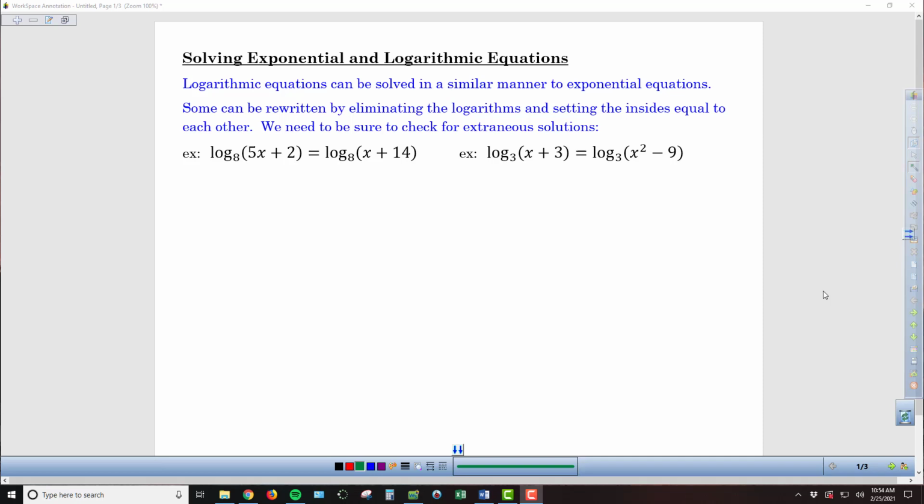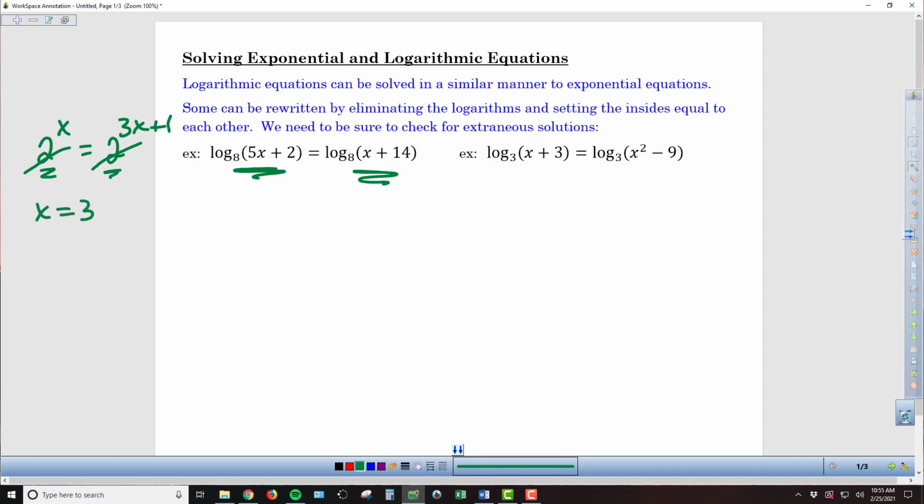We can use some of the same concepts in solving logarithmic equations as we do solving exponential equations. And the first of those is when we have a logarithm equal to another logarithm and the bases of those two logarithms are the same. So just like if we have 2 to the x equals 2 to the 3x plus 1, if we have an equation like that, if the bases are the same, then we can just basically ignore the bases and then set those exponents equal to each other.